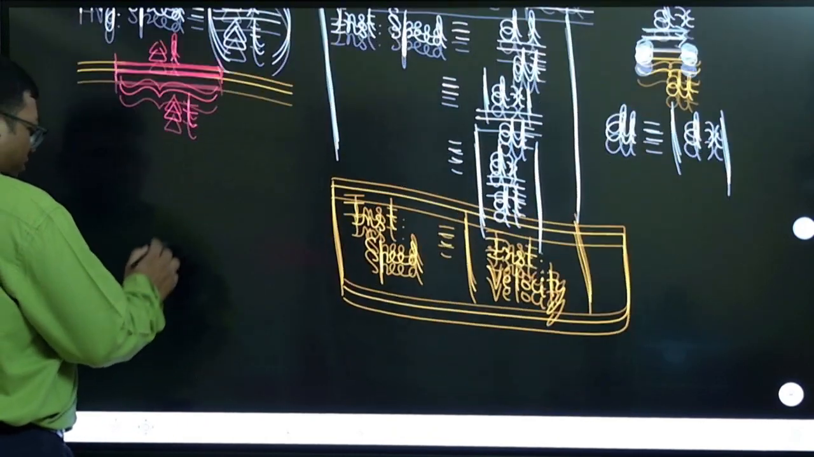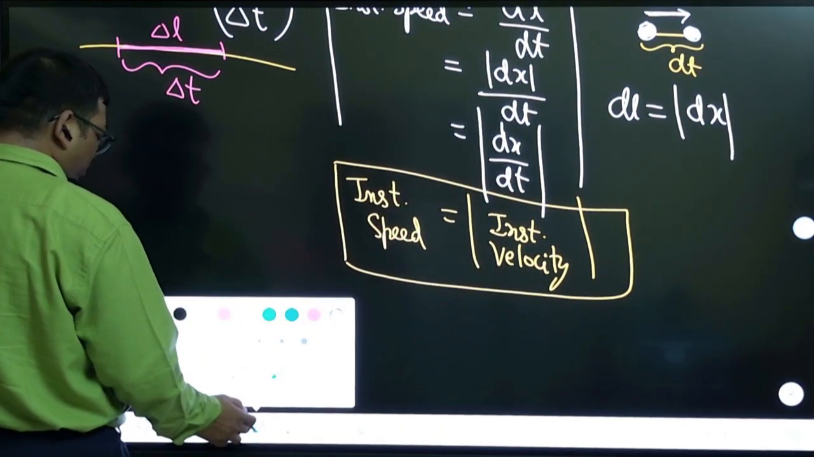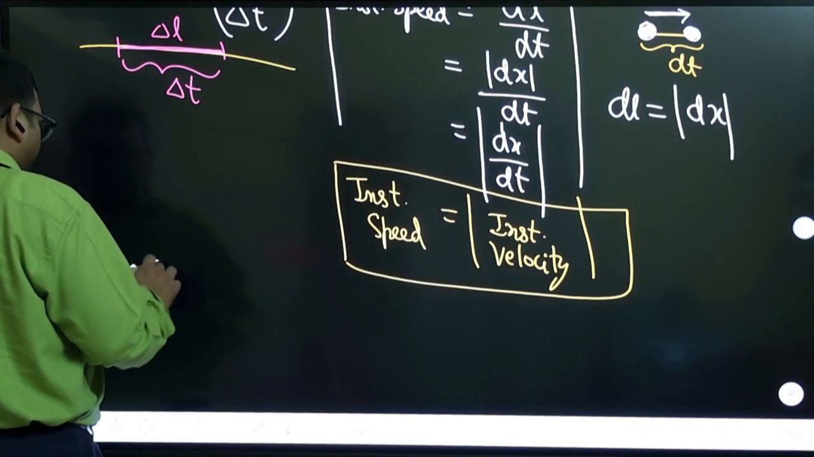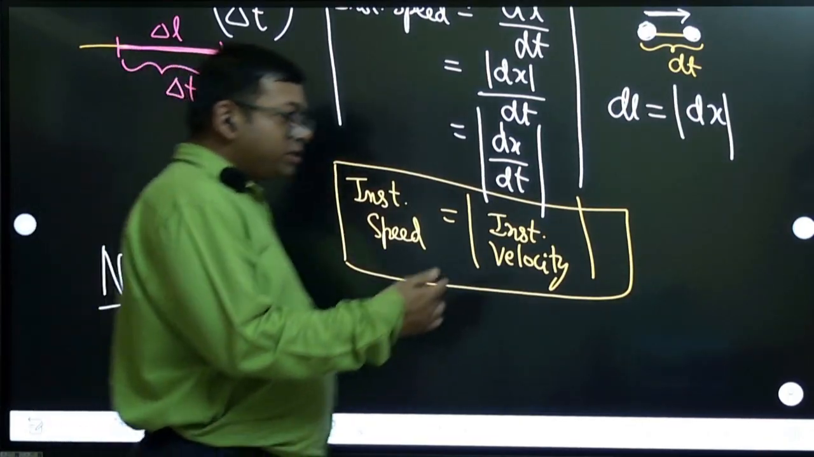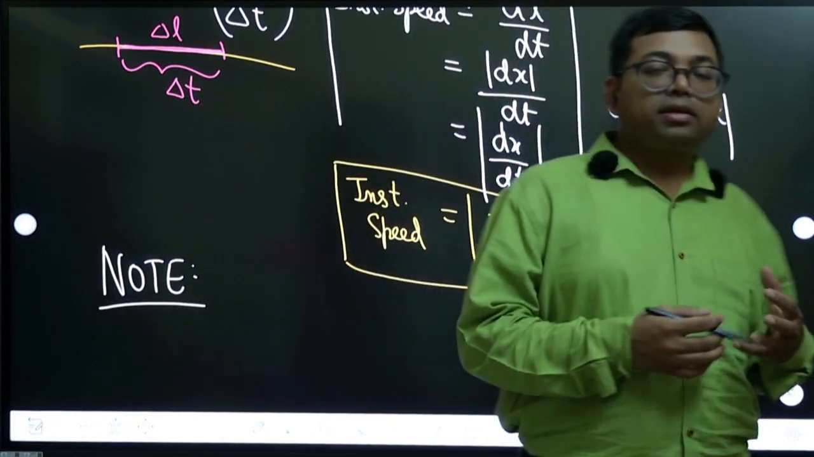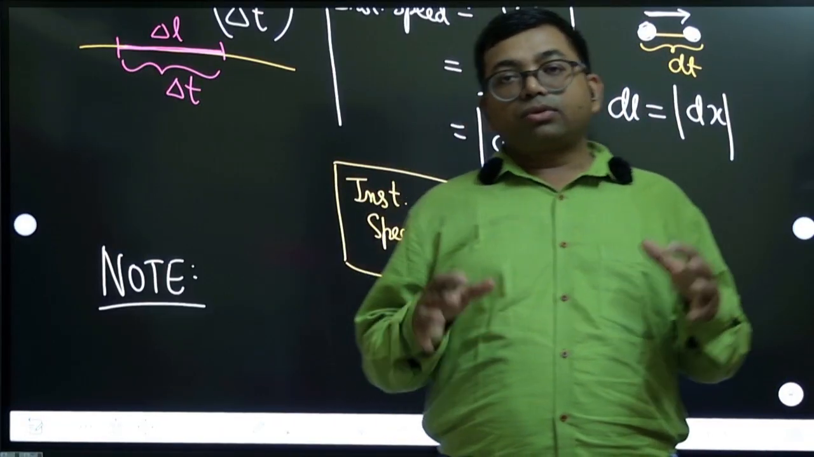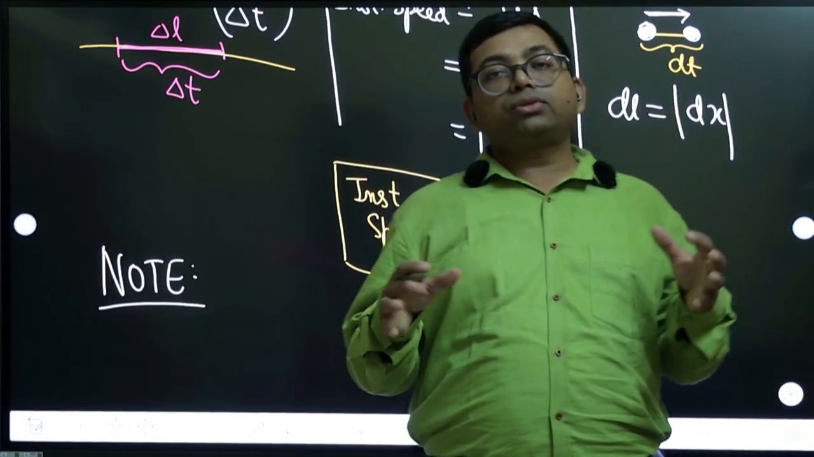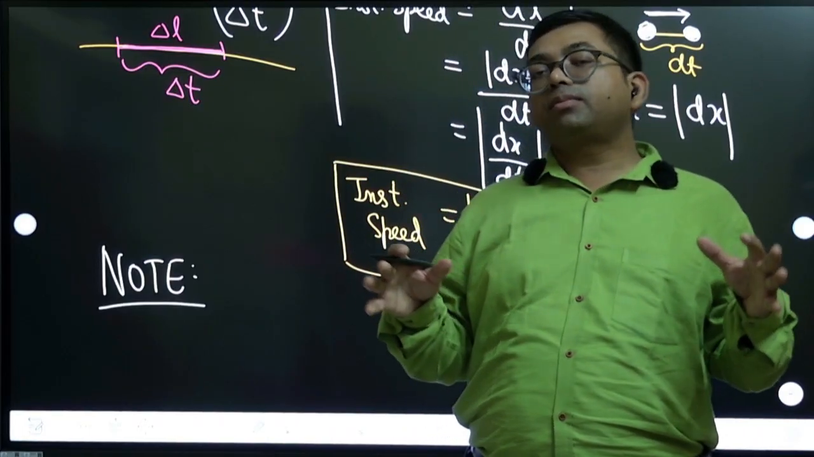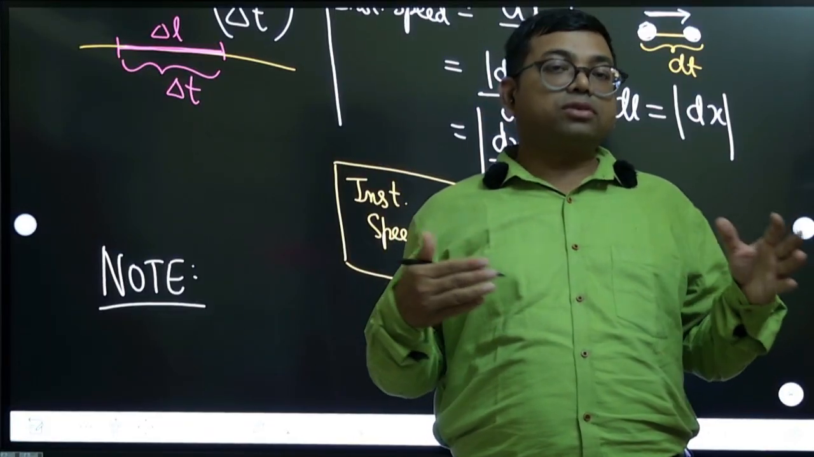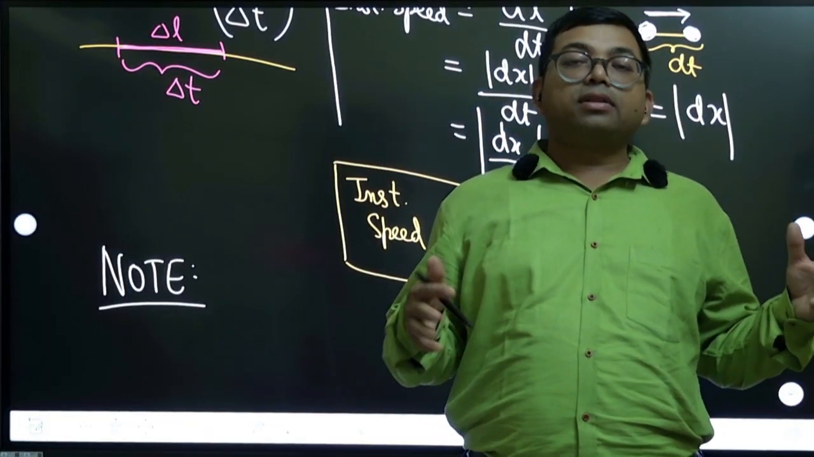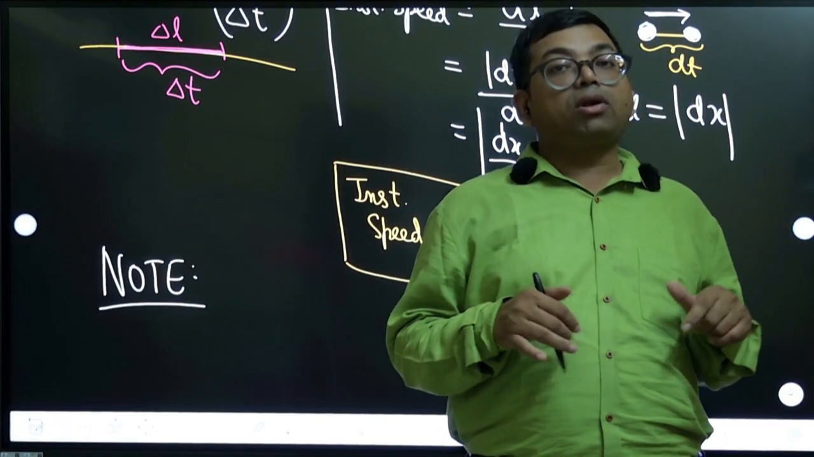Now here you can note a very important point. If a body is moving and it doesn't change direction, so motion in a straight line, the magnitude of distance and displacement will be the same. But if the body changes direction, let us say it goes forward and comes backward, then displacement will become smaller.